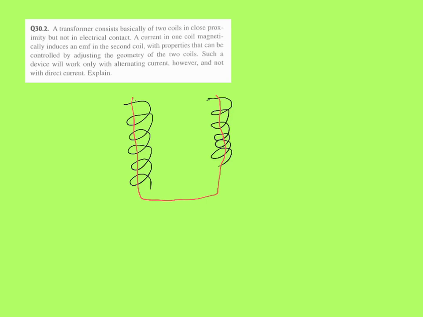And they say they can change the geometry of the two coils. But they ask, why does it only work with alternating current and not with direct current? Well, the answer for that turns out to be pretty simple.